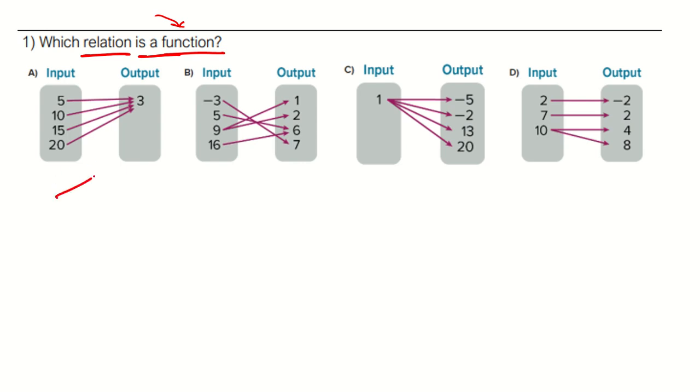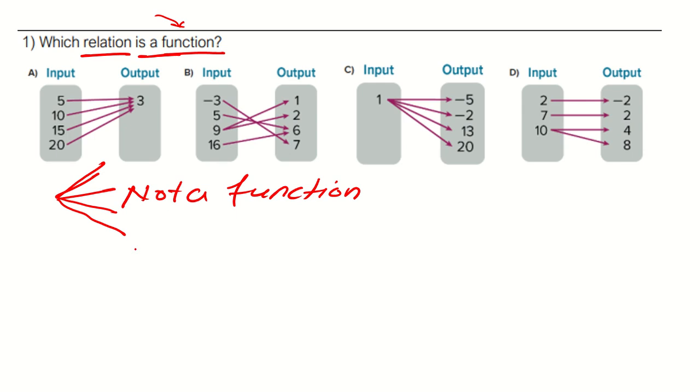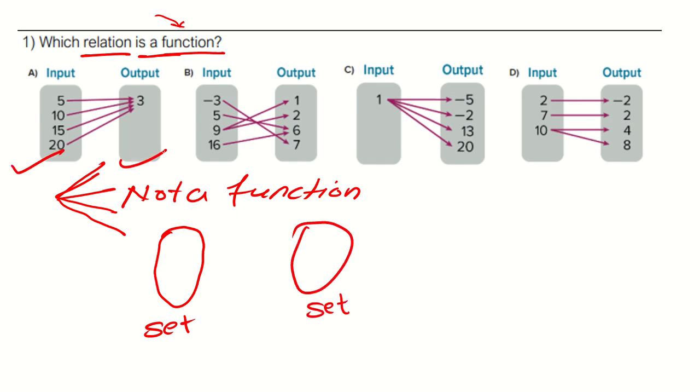If the graph or figure looks like this, then this is not a function. This is one set and this is another set; in the question you can see there are two sets, one is called input and the other is called output. If the picture is like this, then it is not a function. Just make sure that you watch it clearly.